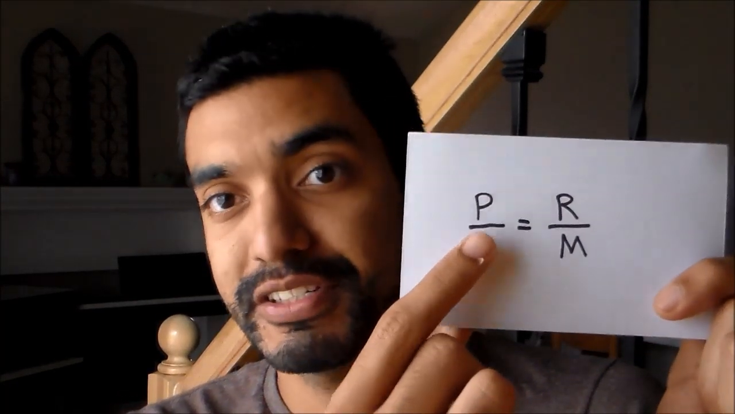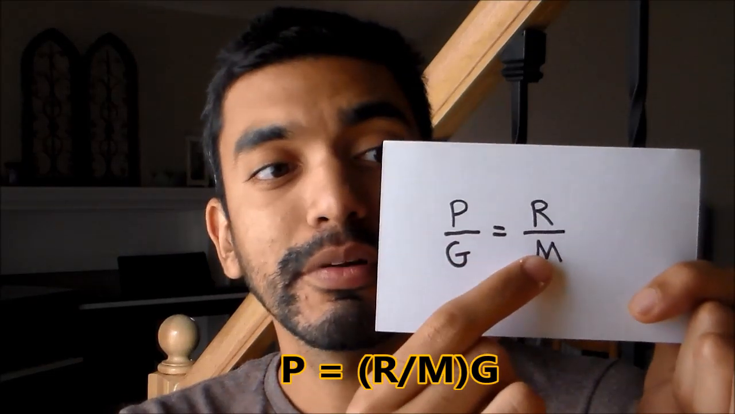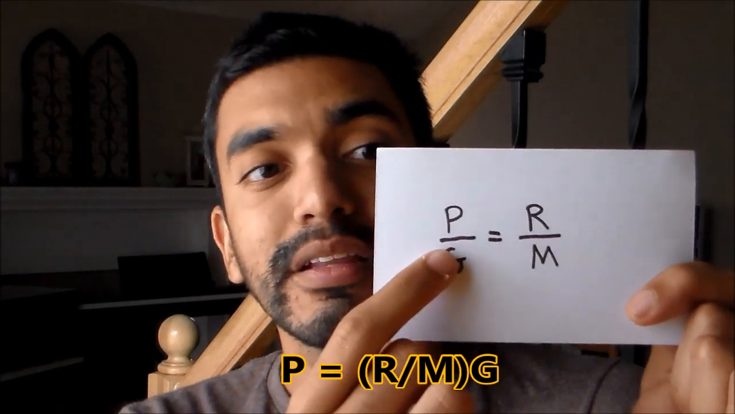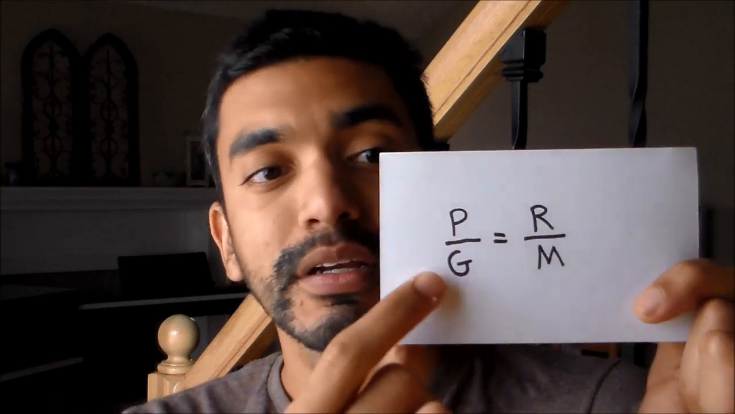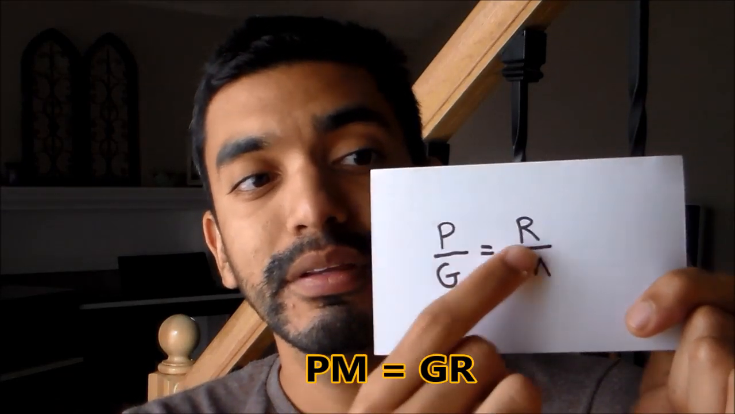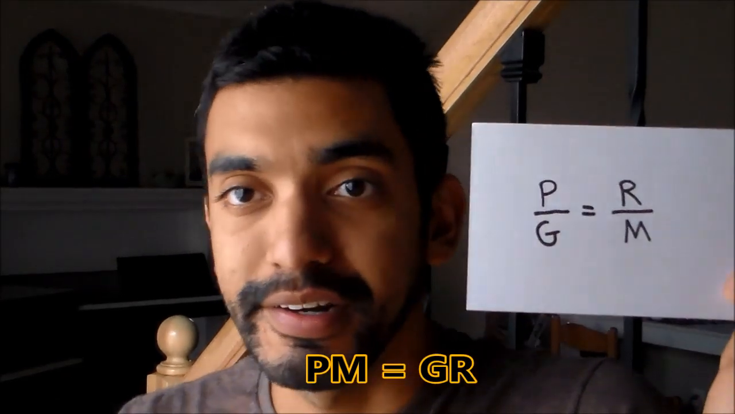The way I solved this problem specifically, you multiply both sides by G. This eliminates the fraction here. And then you multiply both sides by M. That eliminates the fraction over here. So then you get P times M equals G times R. And sometimes you just have to come back to a question later and it makes sense. And that was my case.